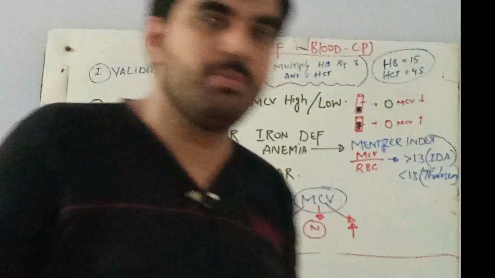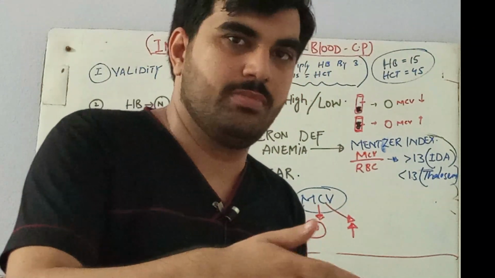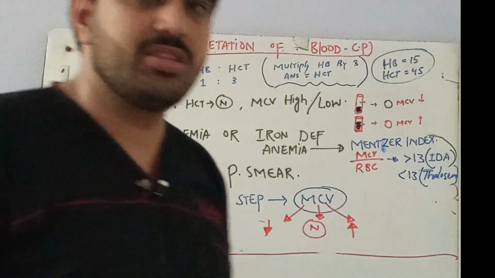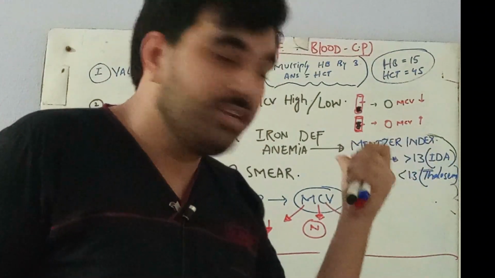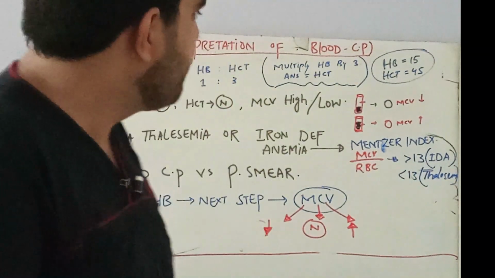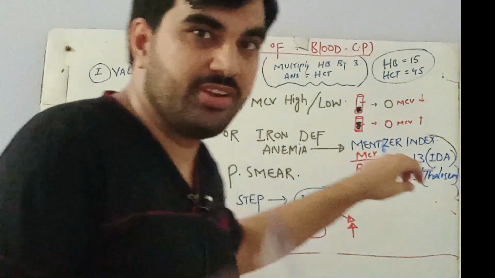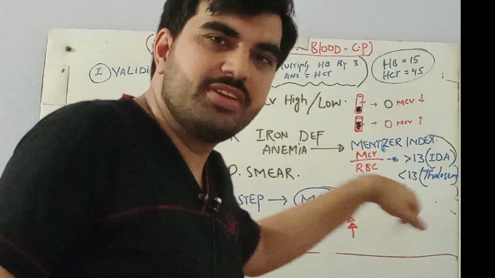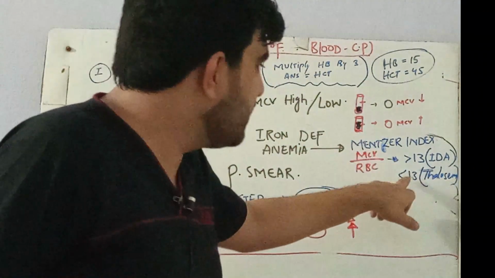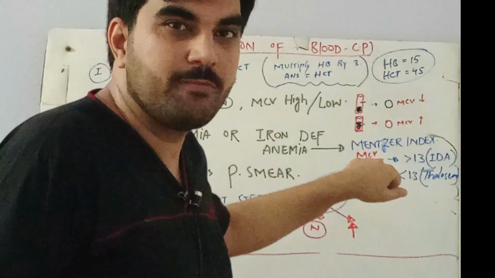You are giving iron to the patient, but there is no response. The hemoglobin is not improving, and the anemia is microcytic hypochromic anemia. So that is the answer. Apply the Mentzer index, and if that is less than 13, this is thalassemia. Why less than 13 in thalassemia, more than 13 iron deficiency anemia?